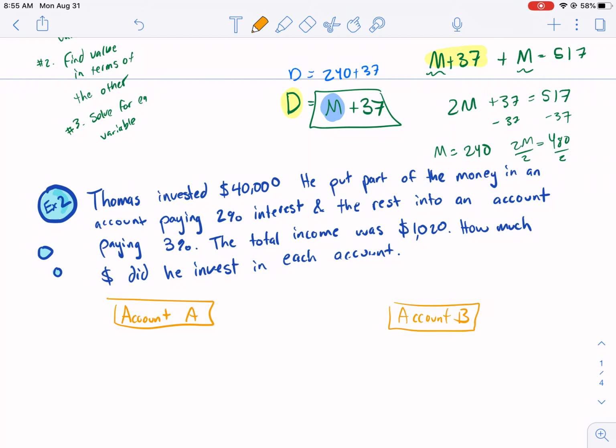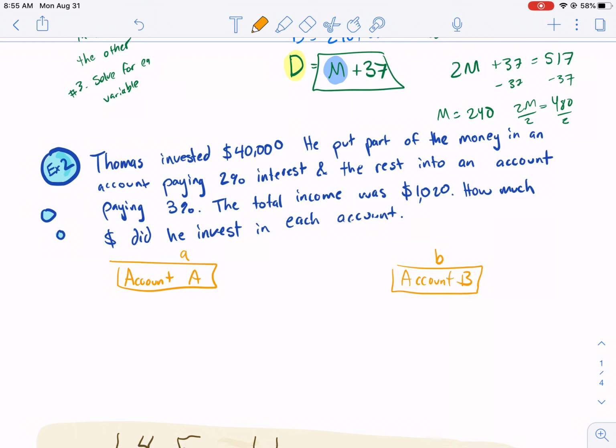Okay, we could call this one variable A and then variable B, just so you feel a little bit better about yourself. And then we have 2% and then 3%. Now, do we know how much money goes into each account? No, that's the whole point. But we do know that the money in A, oops, sorry, I need to define the variables. This is the 2% account.